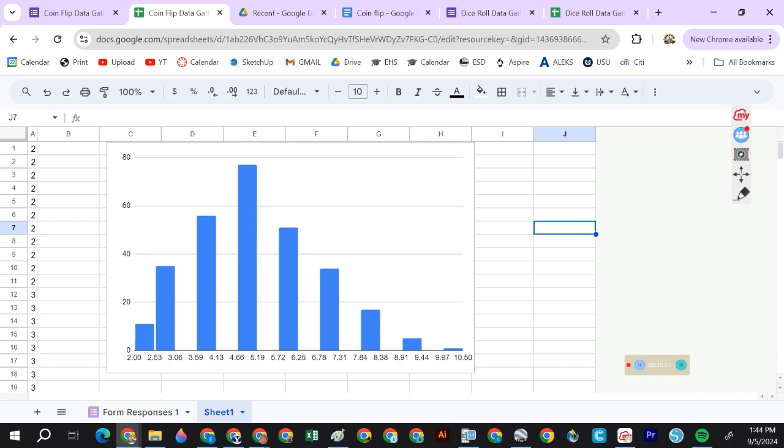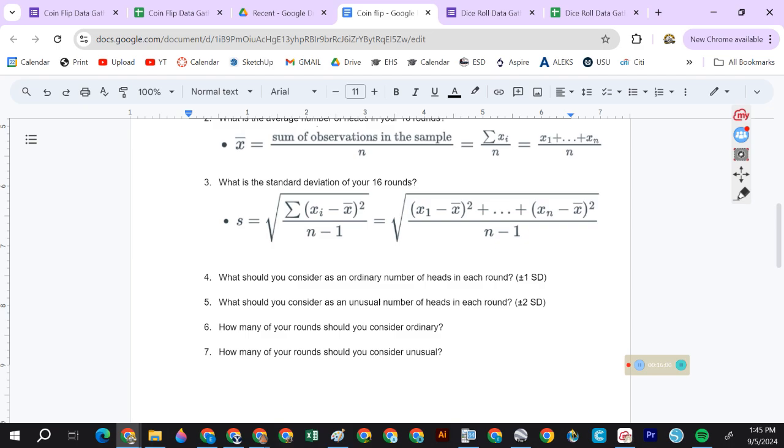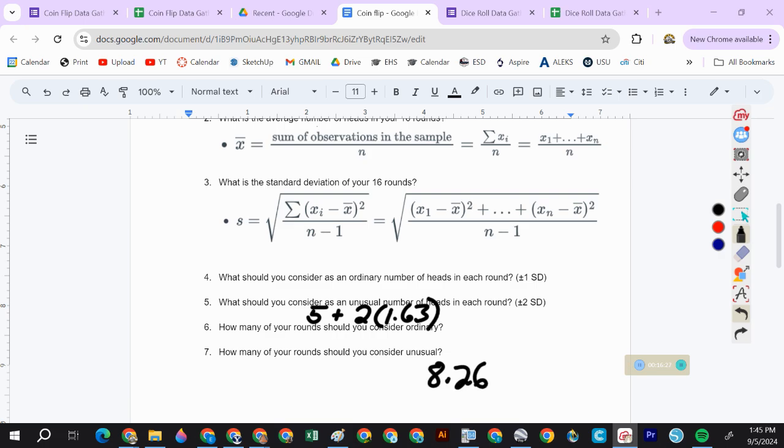Okay, so let's go back here. What should you consider as an unusual number of heads? So I'm going to take 5, and I'm going to add 2 standard deviations, so 2 copies of 1.63. So 5 plus 2 times 1.63 gives me an upper bound of 8.26. And then the same calculation with the subtraction gives me 1.74.